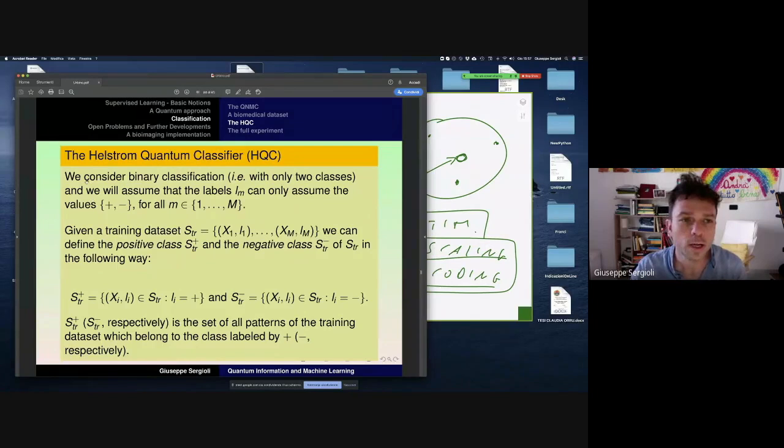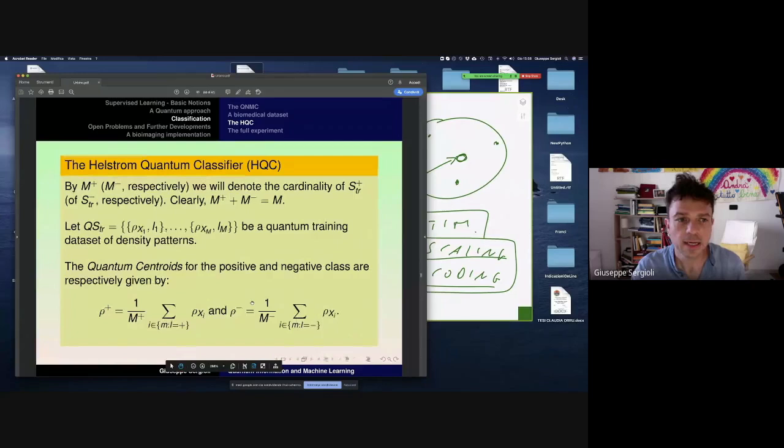So we considered binary classification. We consider a set of objects s1 to sM that belongs to the training data set. And we consider that we have only two classes, the class plus and the class minus, like the class of cats and the class of dogs. We extract only the training data set that we call S_TR. And so we have the subsets S+_TR and S−_TR. So this is the training set of the cats, and this is the training set of the dogs, for instance.